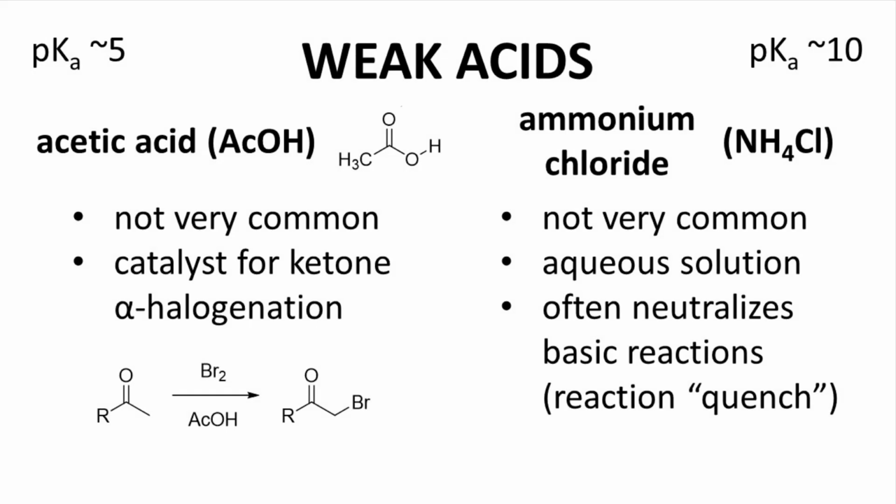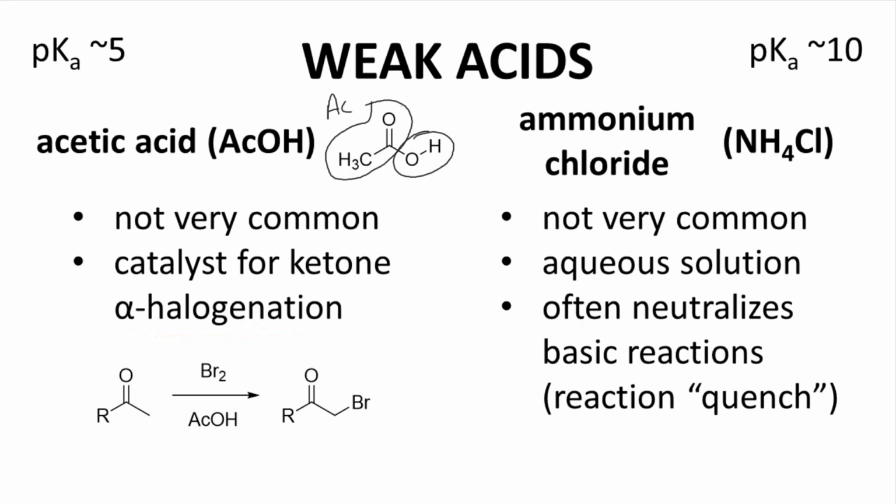Let's move to some somewhat weaker acids. On the left we have acetic acid, abbreviated AcOH. Here is the structure of acetic acid, or ethanoic acid, with an acetyl group, Ac, and an OH. Acetic acid is a very useful acid, but it's not commonly listed as an acid reagent in reactions.